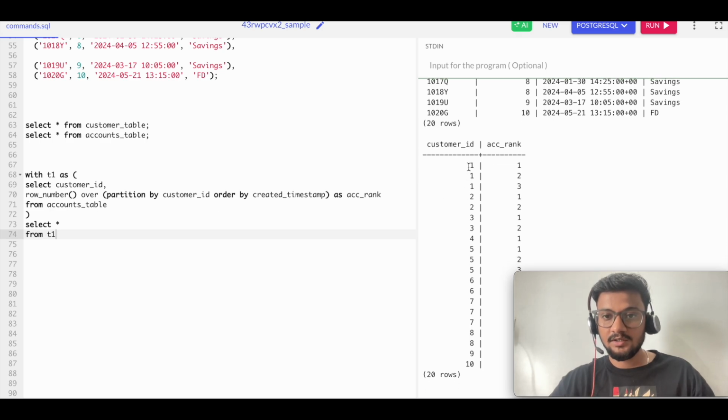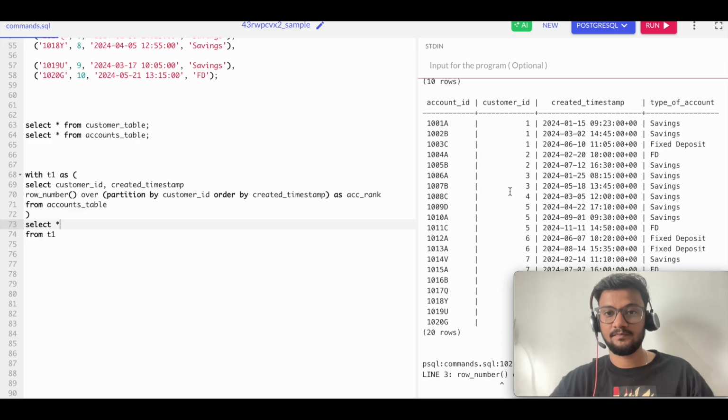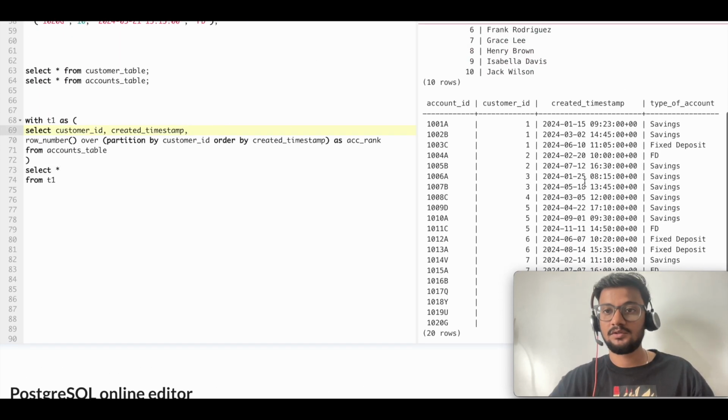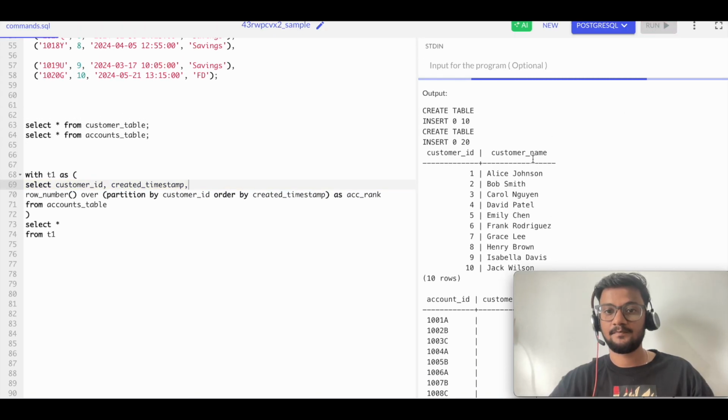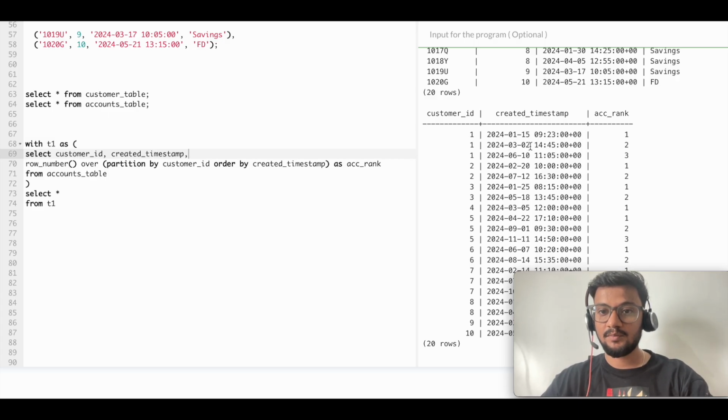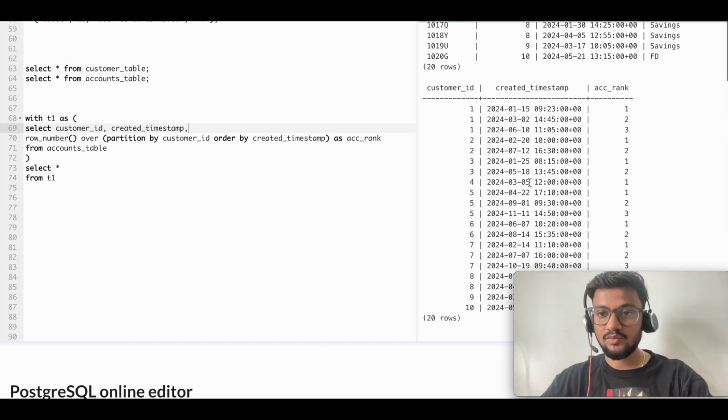So yes, we can see that the customer 1 has 3 ranks, which were in order 1, 2, 3. Suppose we want to see whether this is in the correct order or not, we can also select the timestamp creation here, and based on that we can see the output. Yep. So for customer 1, 15th got the first rank, 2nd March got the second rank, and 10th got the third rank. And similarly, each one has got a particular rank.